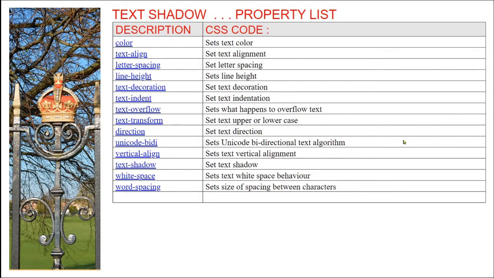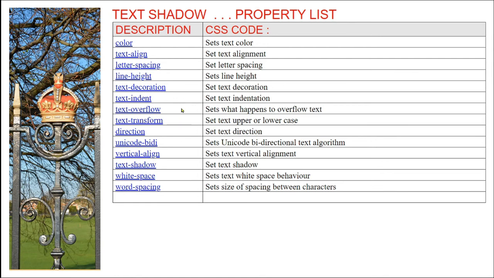Text shadow properties. If we review the property list for text, we have color, where we can set the color of the text. We can set text align. Letter spacing, we can put spaces between the letters. Line height, we can set the height of the line. Text decoration, we can put patterns around the text. Text indent, we can indent the text so many pixels.